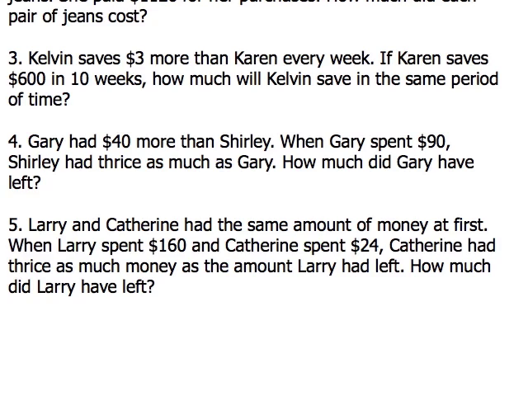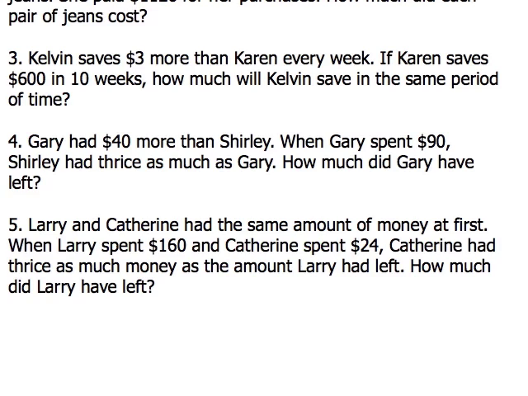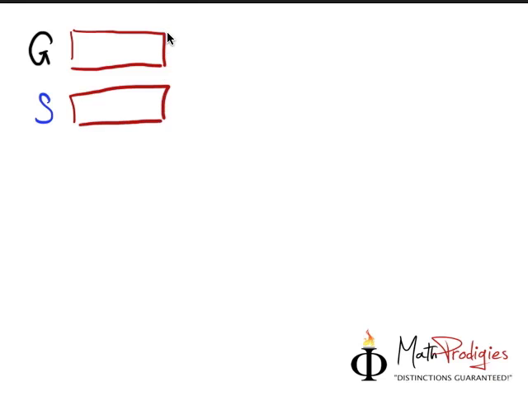This requires us to draw a model. So let's say this is Gary, and this over here at the bottom is Shirley. Gary had $40 more than Shirley. Whenever they say $40 more, at the start they both have the same amount. That means at the start they have the same number of units. And then Gary has $40 more, so you add another block here, and this is $40.